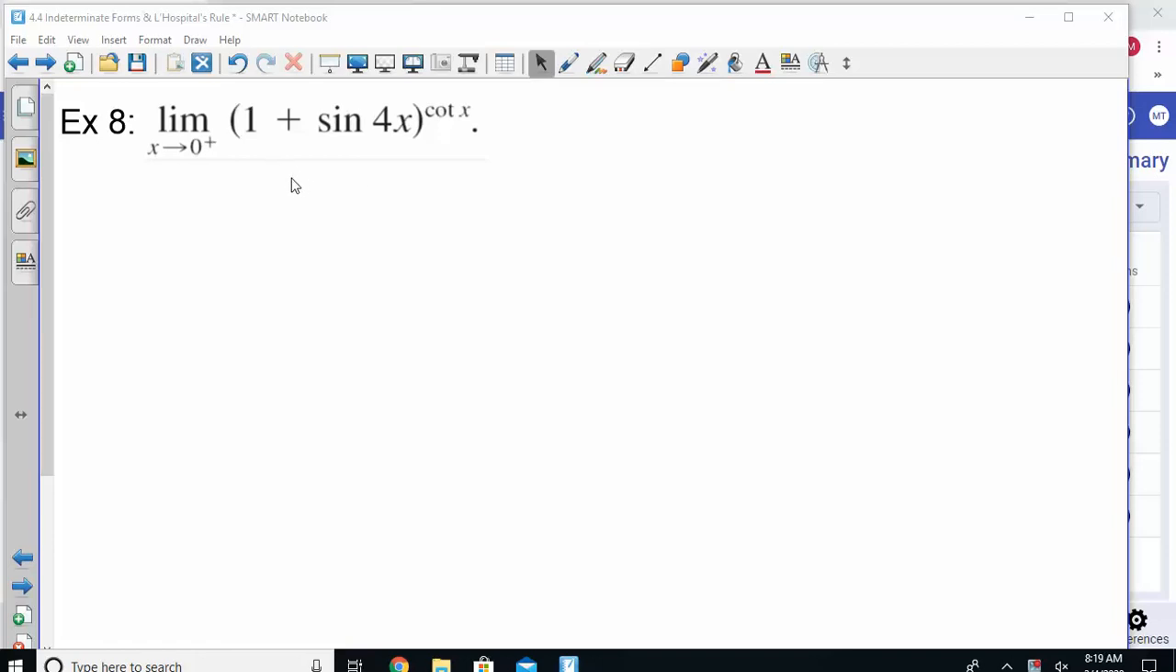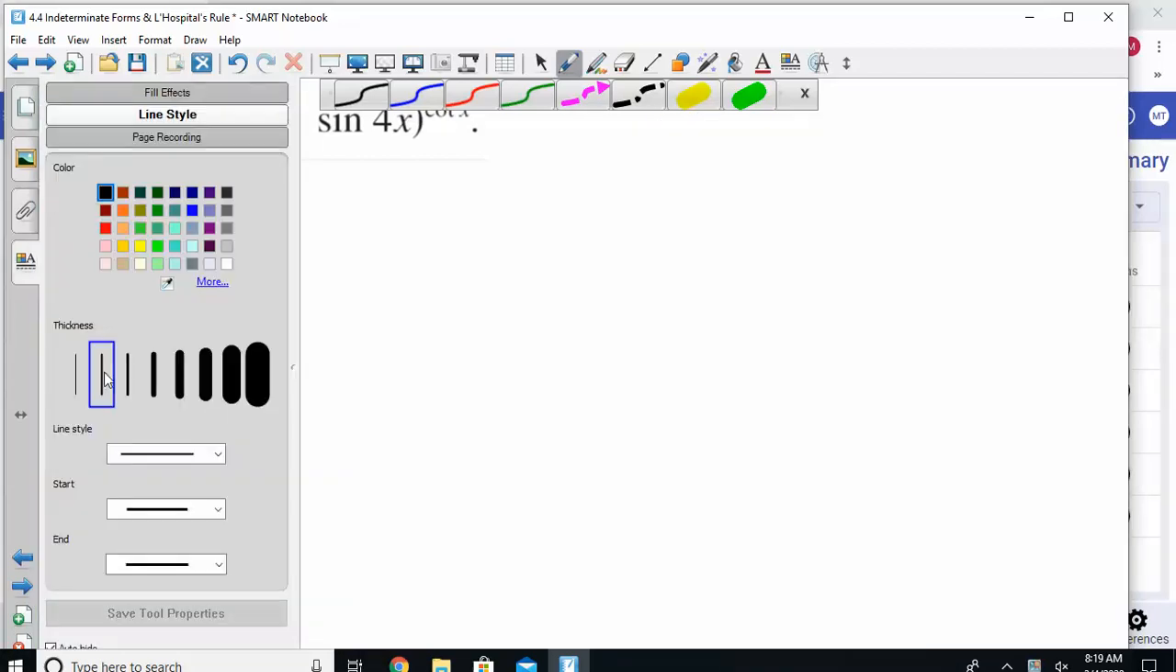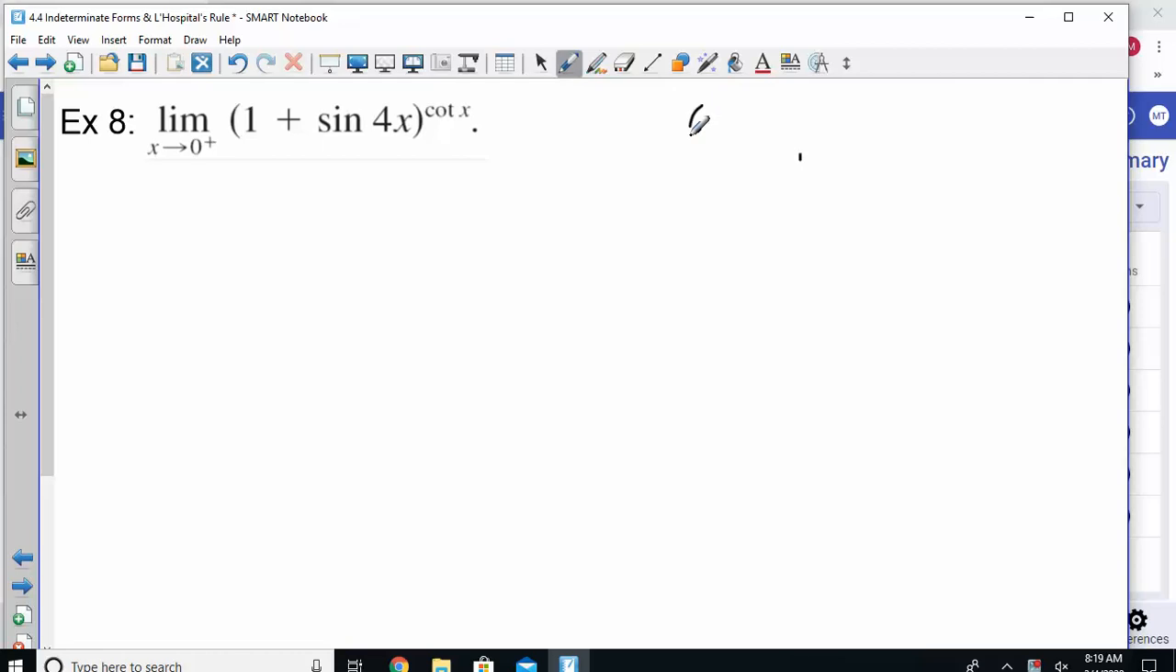this problem. If I just plugged in a 0 right now, I have 1 plus sine of 0 is 0. So 1 plus 0 is 1. Cotangent of 0 as you're approaching from the right, we talked about that yesterday. If you look at your graph, it's the vertical asymptote at 0, so it's going to infinity. So this is 1 to the infinity power. And we can't evaluate that.